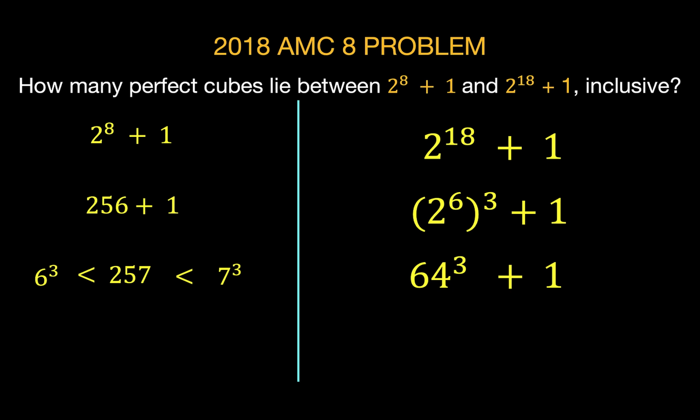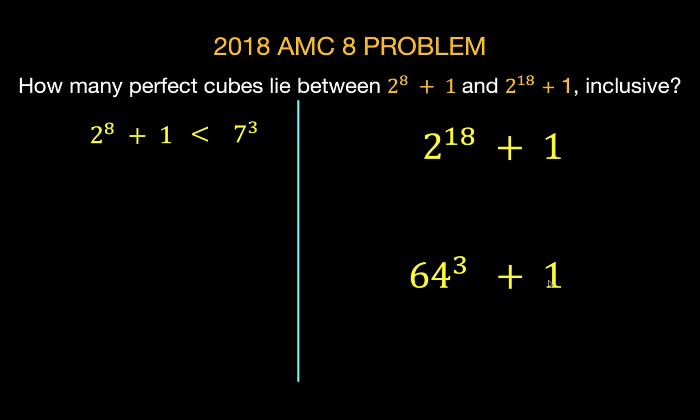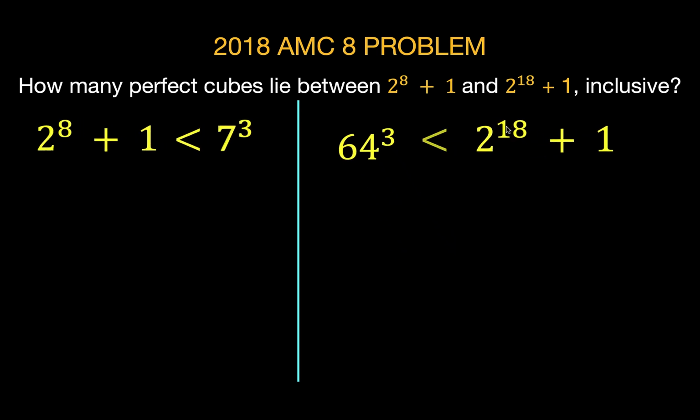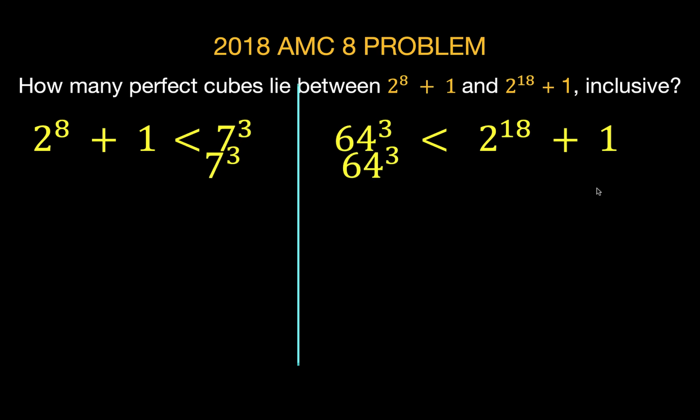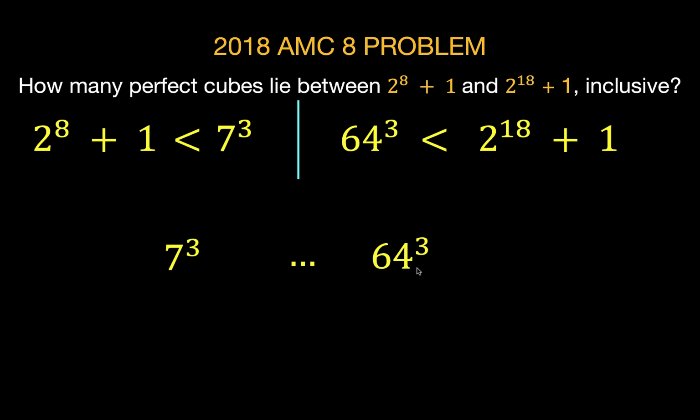Now let's go back to our previous result. Let's concentrate on this inequality, 257, which is equal to 2 to the 8 plus 1, that is less than 7 to the third. And then in here, 2 to the 18 plus 1 is equal to 64 cube plus 1. If we remove this plus 1, then 64 cube must be a little lower than 2 to the 18 plus 1. But if you take 65 to the third, that is already greater than 2 to the 18 plus 1. So these are exactly the numbers that we are interested in.